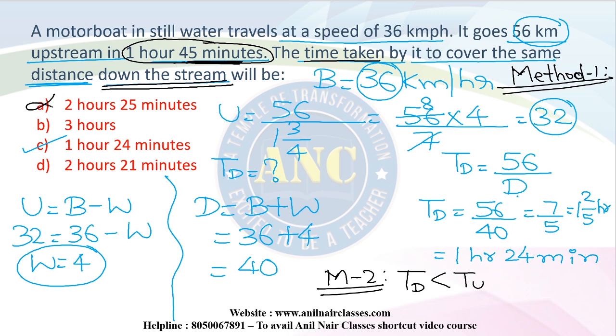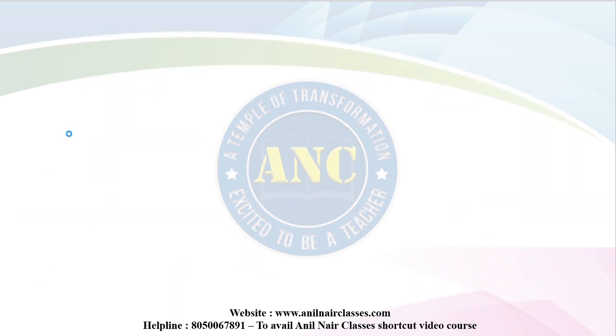2 hours is greater than 1 hour 45 minutes. 3 hours is greater than 1 hour 45 minutes. 2 hours 21 minutes is greater than 1 hour 45 minutes. There is only one option, option C, 1 hour 24 minutes, which is lesser than 1 hour 45 minutes. It is purely common sense. There is no usage of a pen in this problem if you are really smart and using your logical skill set to solve the problem rather than just applying some formula-based method. I hope question number 12 is very, very clear for all the people who are listening to this class.